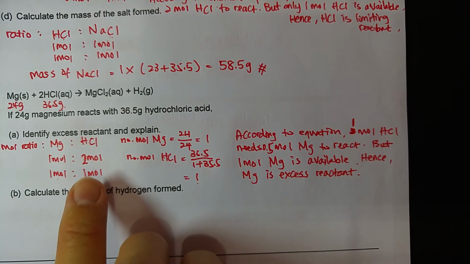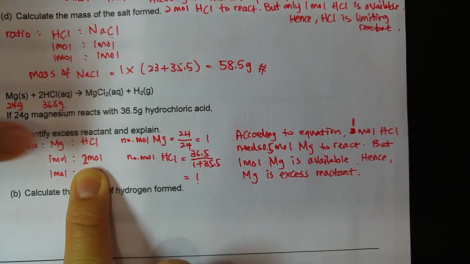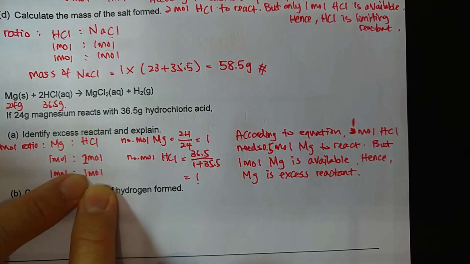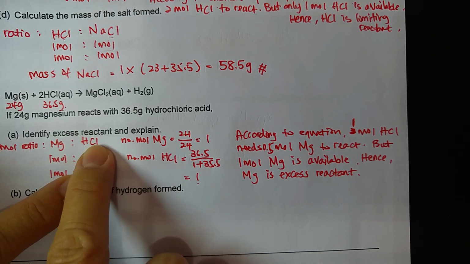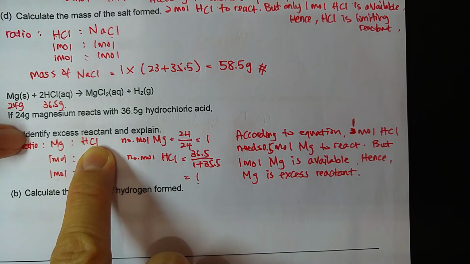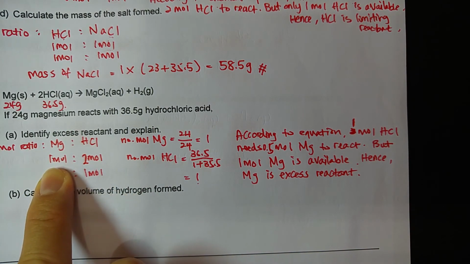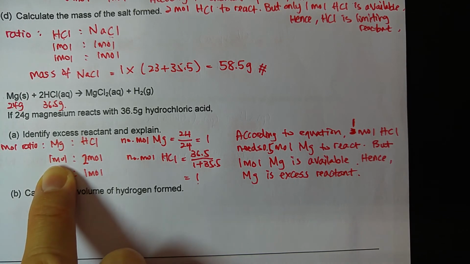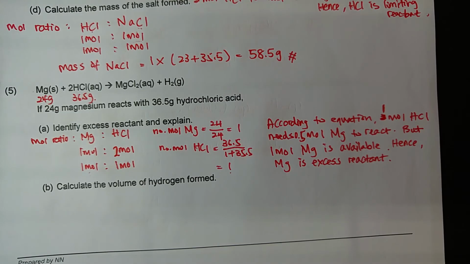Another way you can look at it is to cover this 1 mole. See, 1 mole is to 2 mole. But I only have 1 mole here. I need 2 mole, I only have 1 mole, which means that HCl is limiting reactant. If HCl is limiting, Mg will be excess. So either way, you cover this or you cover this, you reach the same conclusion, which is Mg is the excess reactant. You understand or not? I hope you do.